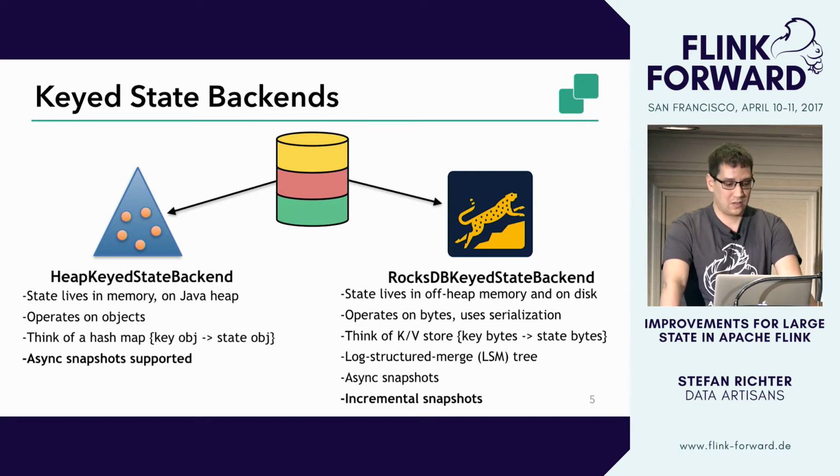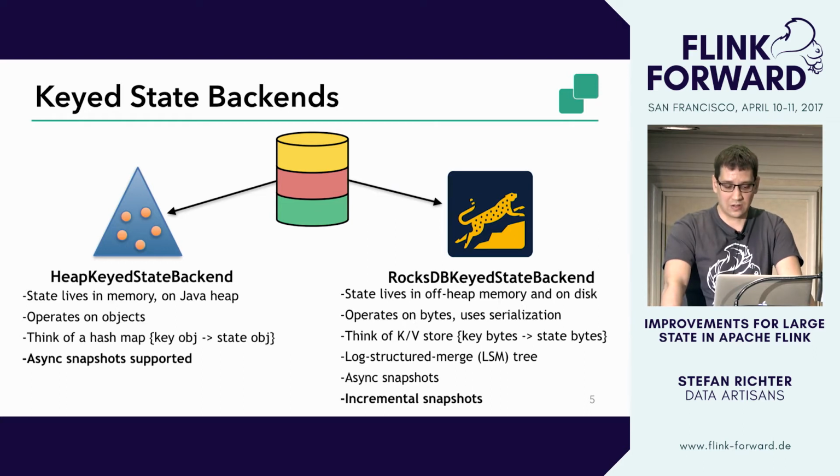In contrast to the heap keyed state backend, this backend operates with bytes. Think about it like an embedded key value store where you can put and get byte keys and byte values. So again, in contrast to the heap keyed state backend, you always have to go through serialization every time you have a put and a get to that state backend. RocksDB is based on a log structured merge tree, which comes in very handy for certain features, which I will explain briefly.